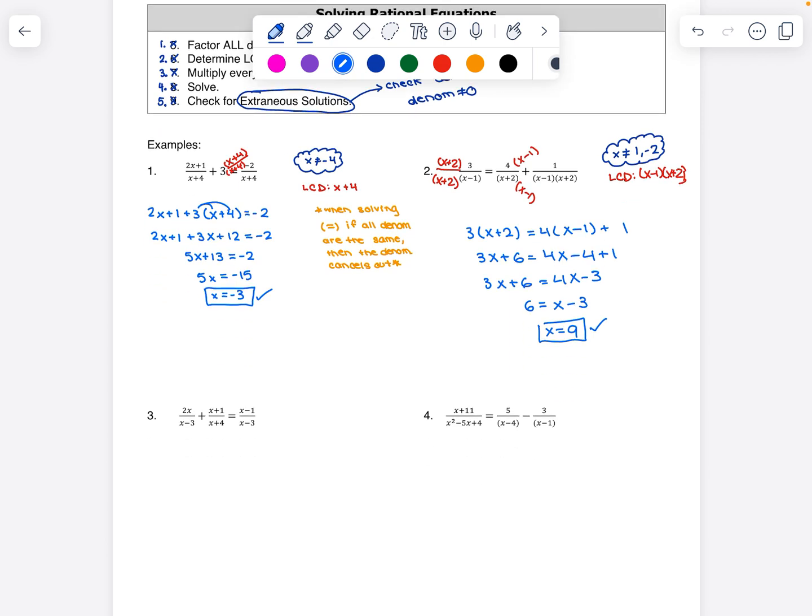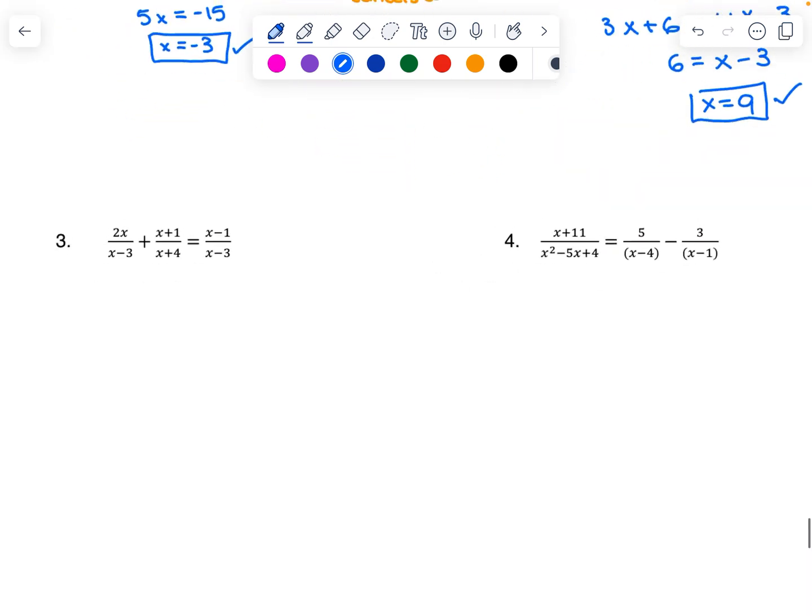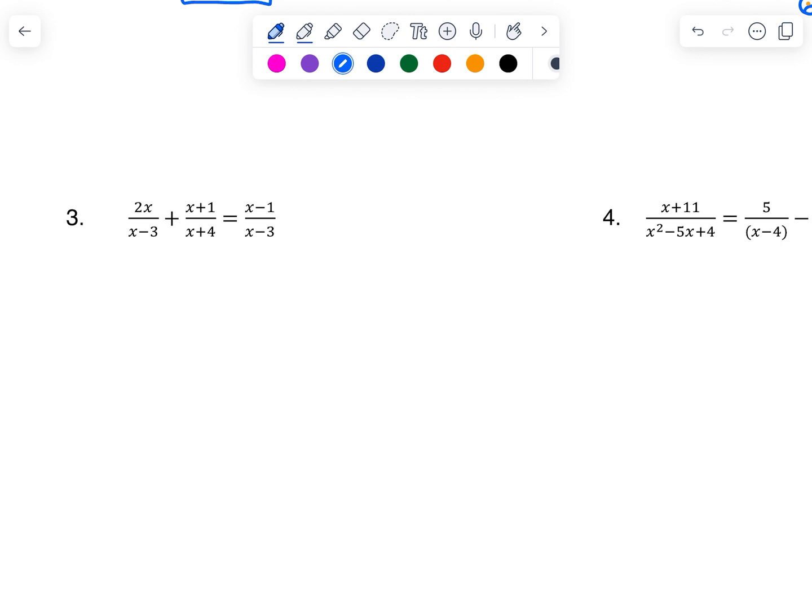Okay, let's take a look at the next one, number 3. So again, I'm looking at that denominator to see what x can be. X cannot be 3 or negative 4. So this one gives you the 3, this one gives you the negative 4. Can't have those solutions. Okay, what is my LCD? My LCD is made up of x minus 3 times x plus 4. And you can really just look at the LCD also to decide what x cannot be. So a couple ways to look there.